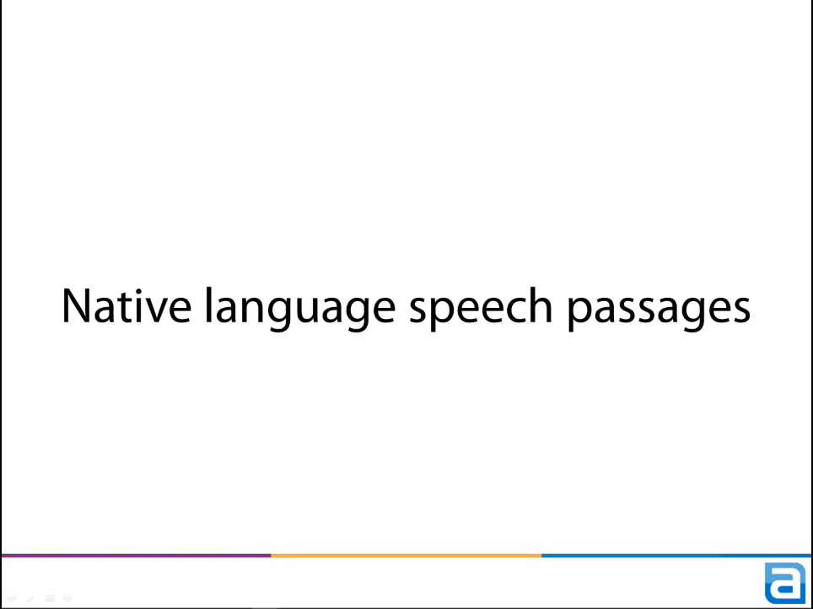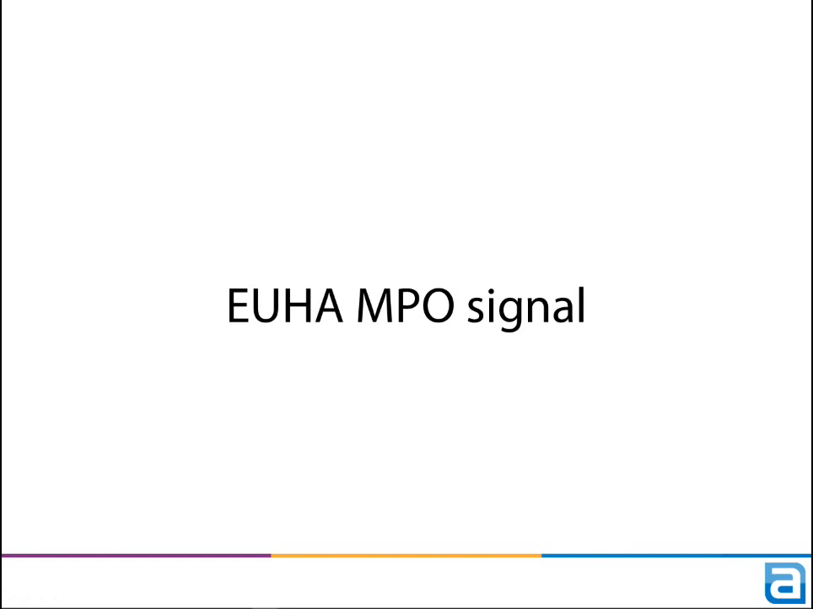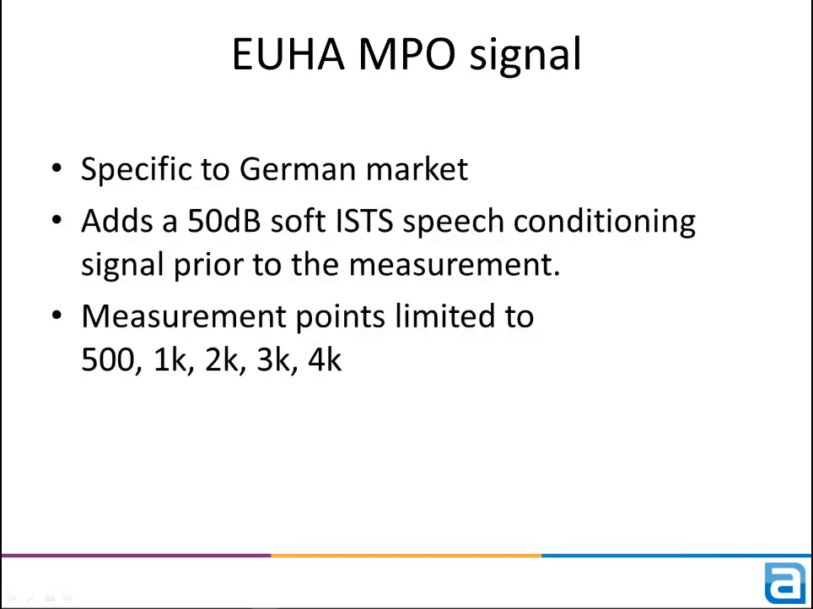With increased offshore sales, we're now adding built-in native language speech passages. For the spring release, this includes Cantonese and Brazilian Portuguese. A request specifically for the German market was to add the new UHA MPO stimulus. This adds a conditioning speech signal before the tone bursts and also limits the tone bursts to only 5 frequencies.